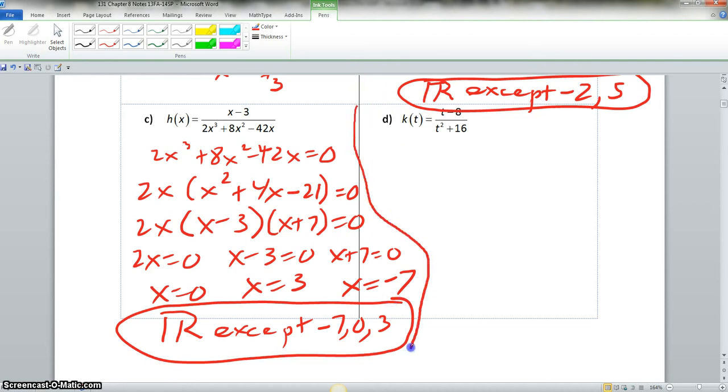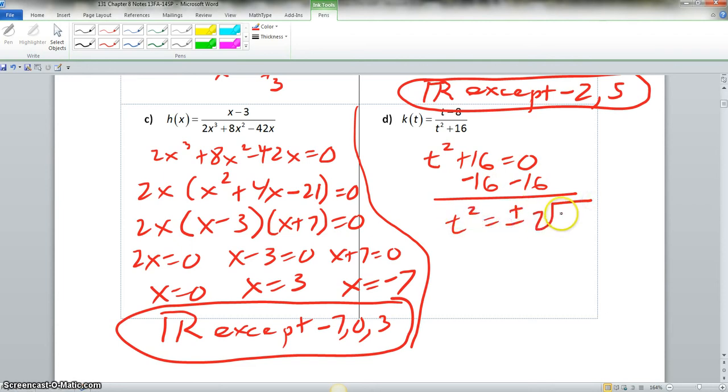Now, we come here to D. We have k of t is equal to t minus 8 over t squared plus 16. So we'll take our t squared plus 16 and set it equal to 0. We will subtract 16 on both sides, and we'll have t squared is equal to plus or minus the square root. Well, actually, I jumped the gun a little bit. So this is supposed to be t squared is equal to negative 16.